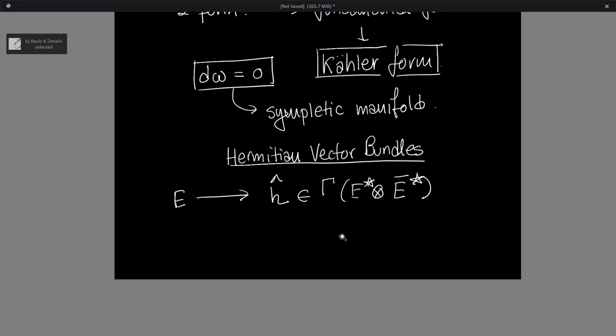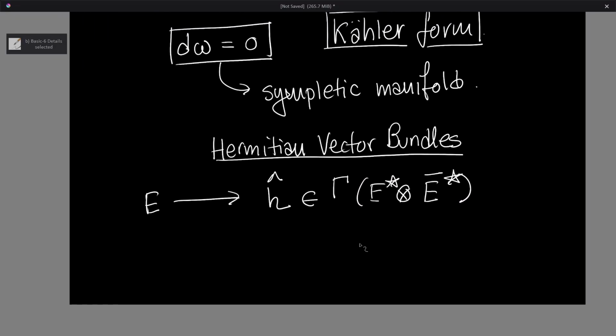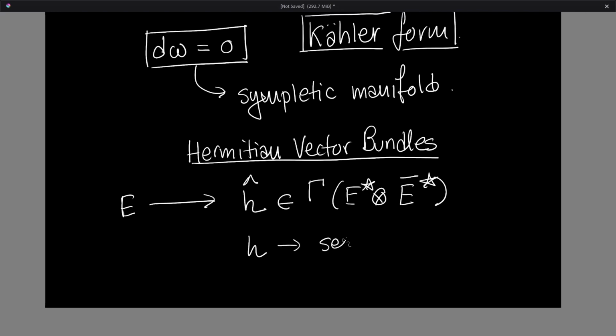Then, or equivalently, you can define H, which is the sesquilinear form. As we showed, their output is equal, so you can use either one of them, and the resulting structure is the same.